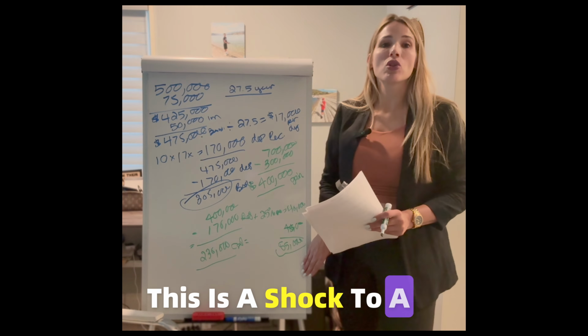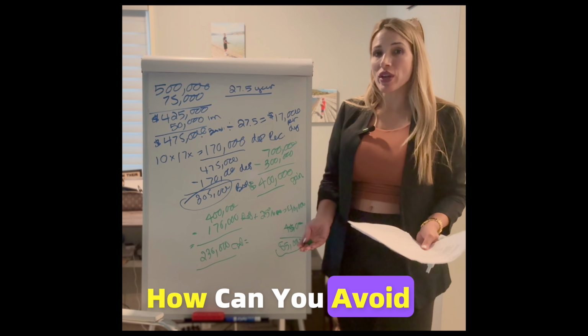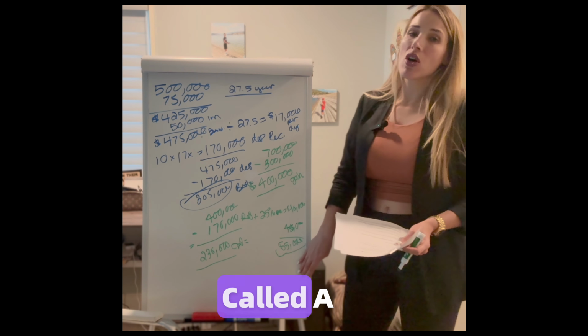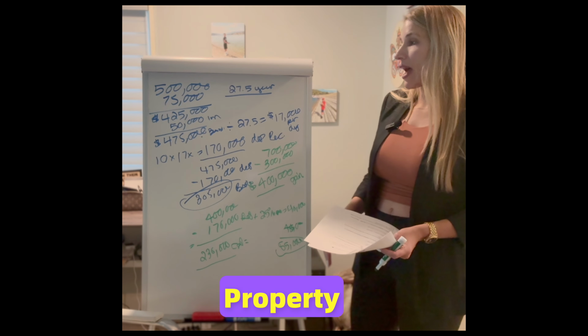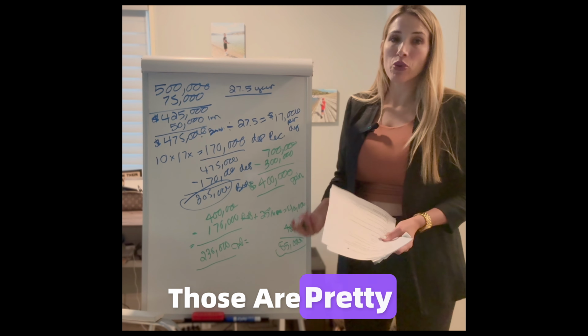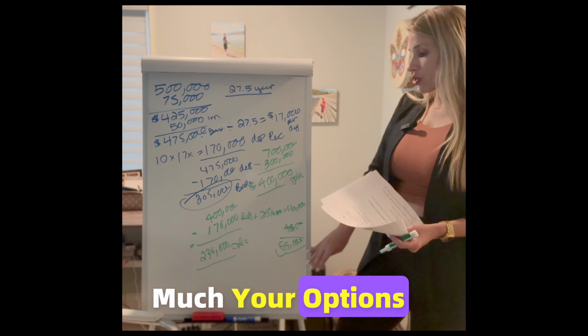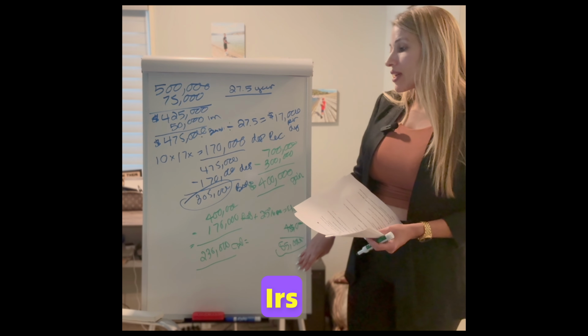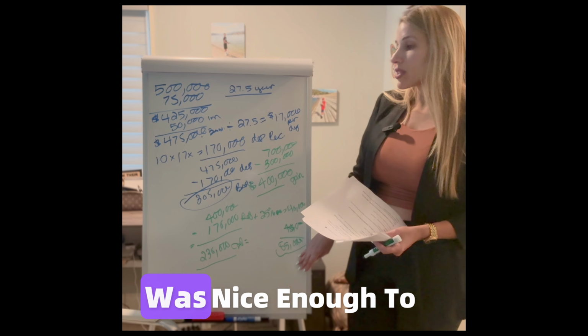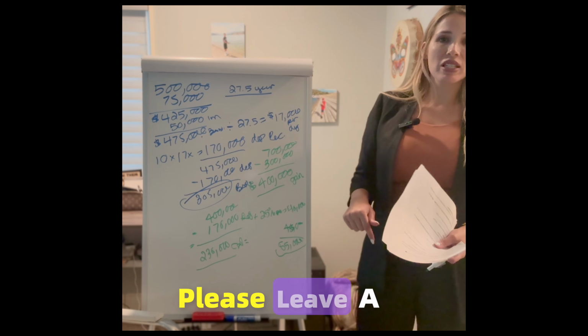This is a shock to a lot of people. How can you avoid it? You can do what's called a 1031 exchange, or you could take the property at a loss and sell it at a loss. Those are pretty much your options to eliminate this $85,000. So the IRS was nice enough to let you take that depreciation, but then they became your silent partner and they get $85,000.